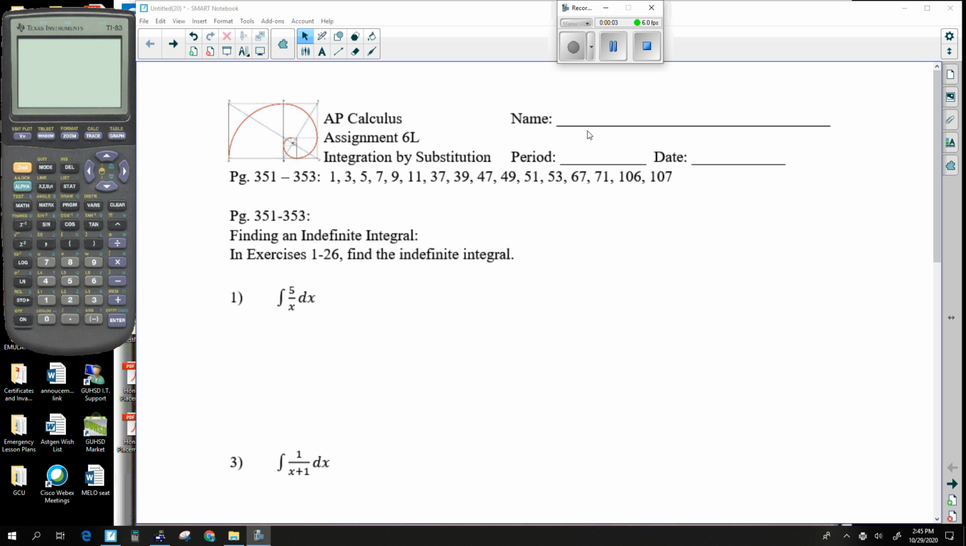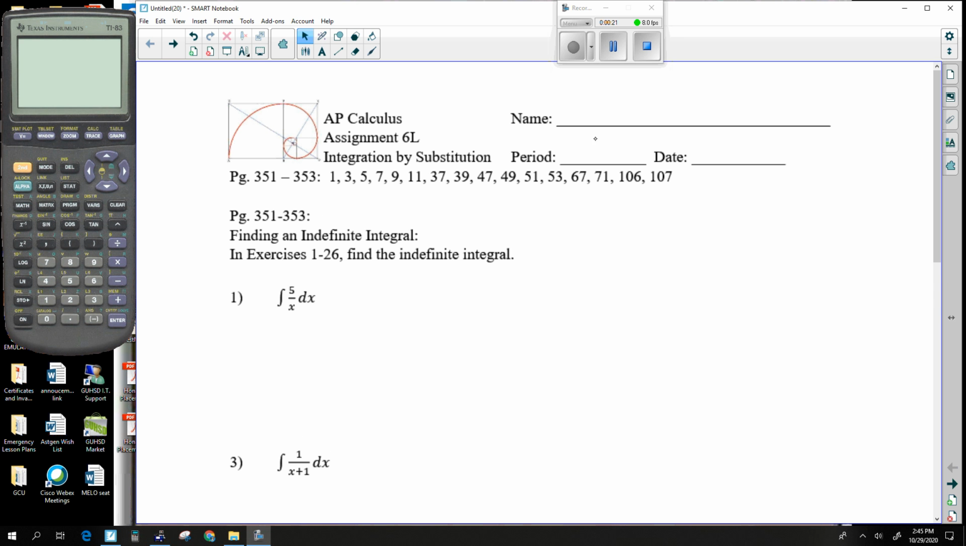All right, this is, I believe, the last assignment before the reviews and whatnots. So this is kind of close to a review itself. This is everything that you need to know about integrals, definite integrals, and using U substitution. So let's go ahead and get started.